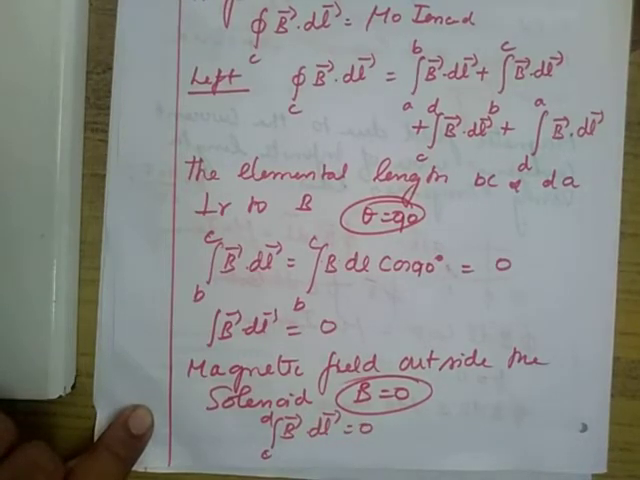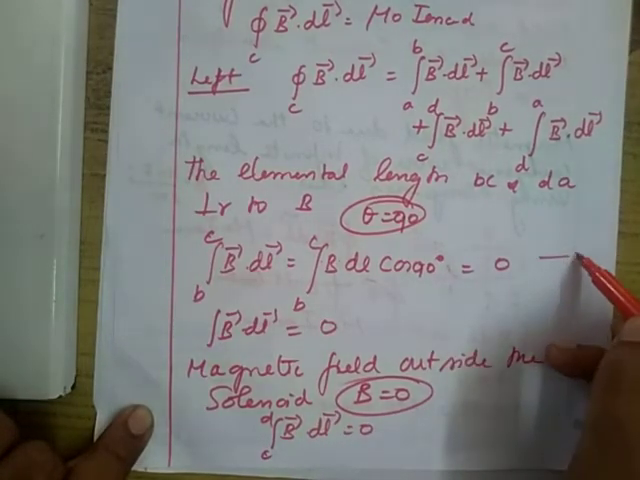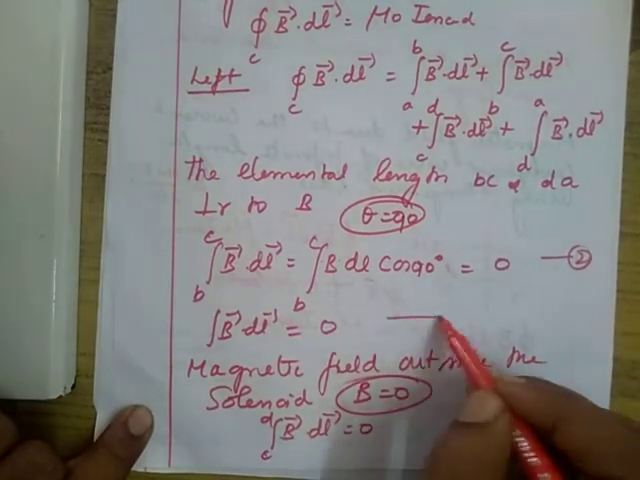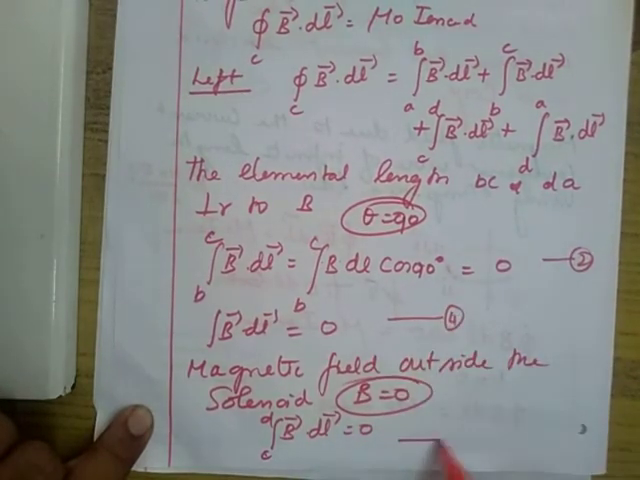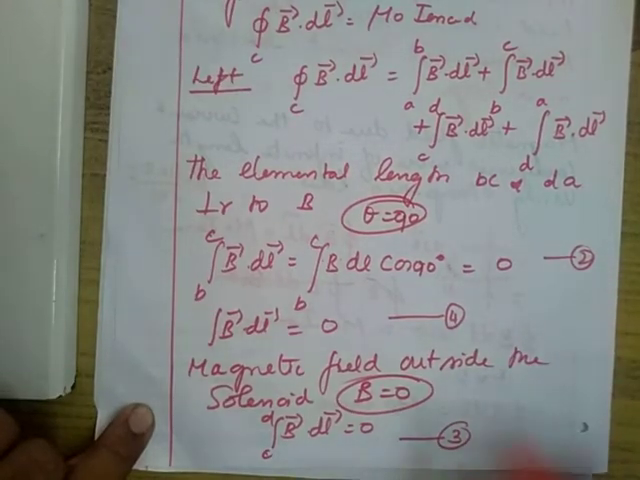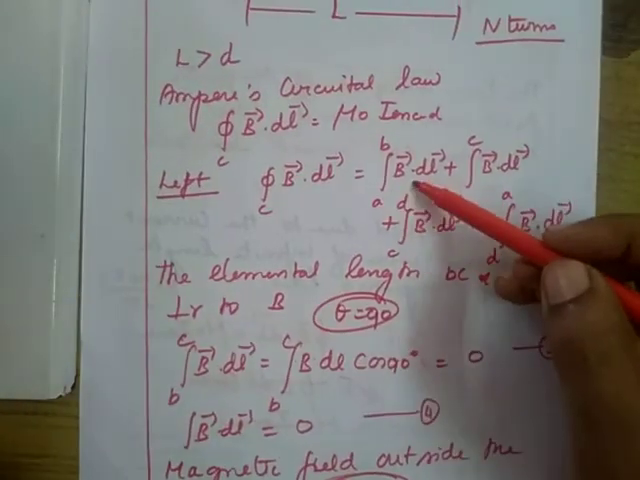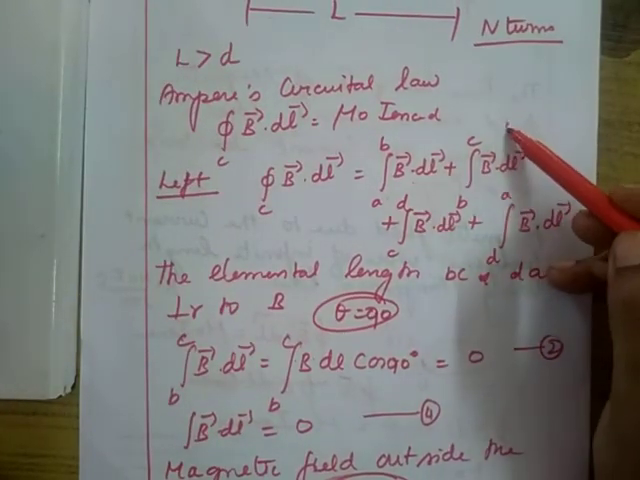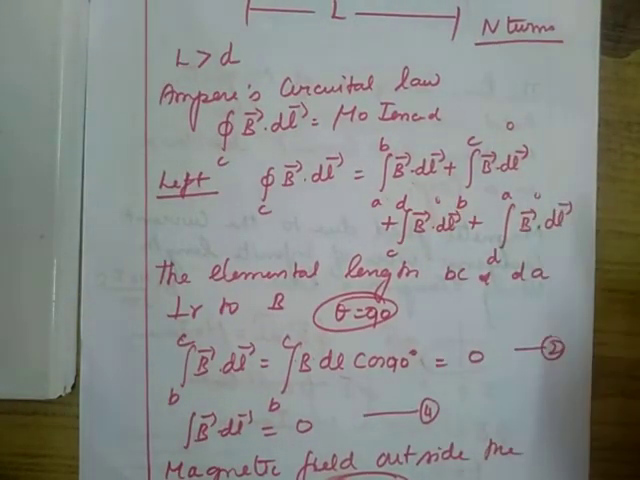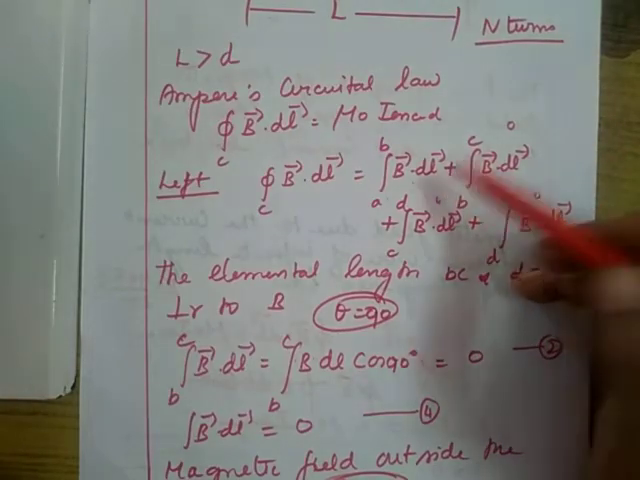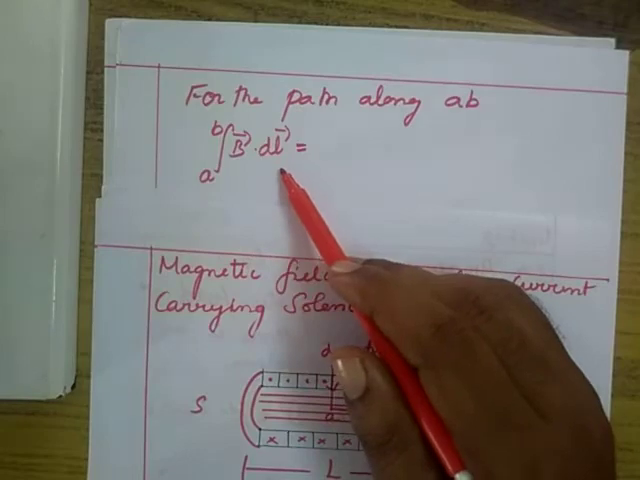Here we know it is a second term, a fourth term, a third term. Okay, these three terms became 0. The only one term left is the integral of B vector dot dl vector. This term 0, this term 0, this term also 0. Okay, then we get only one term. Only this term will be there, that is the first term.